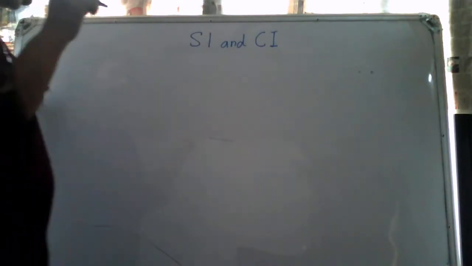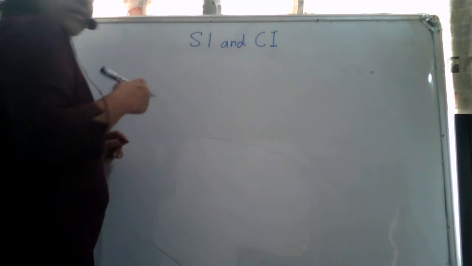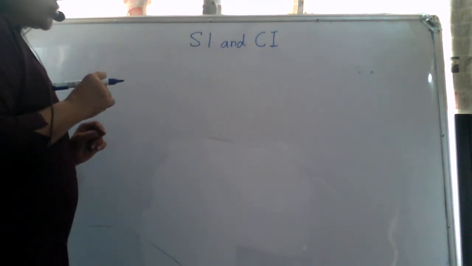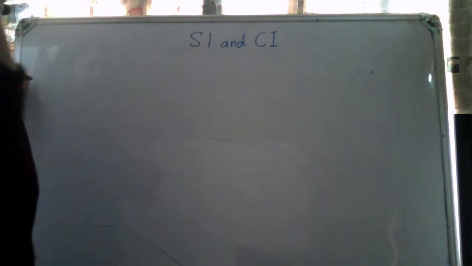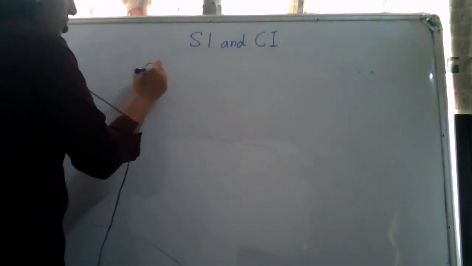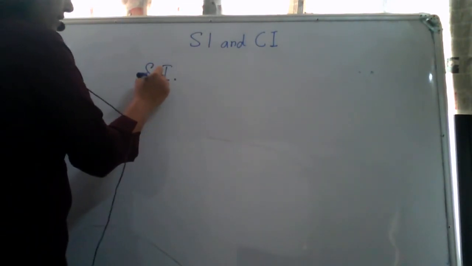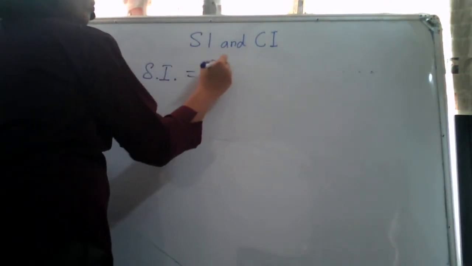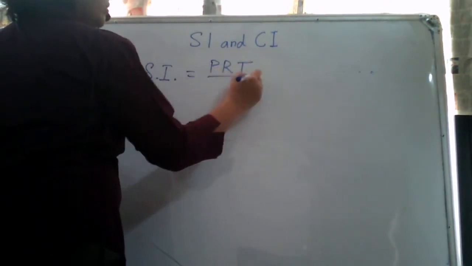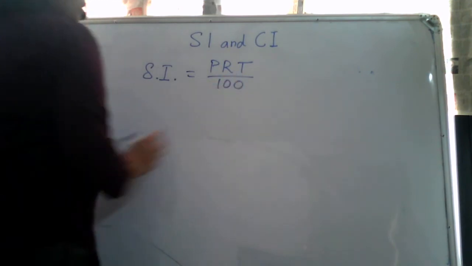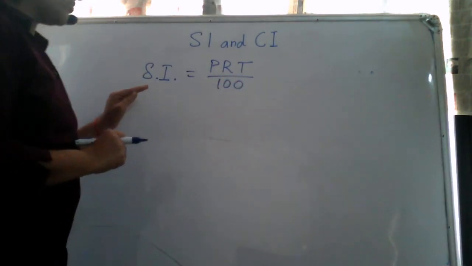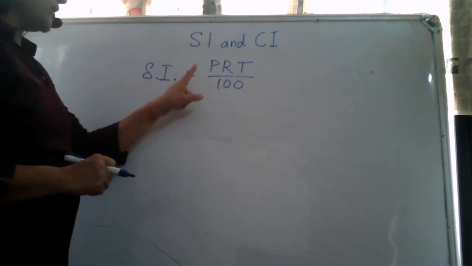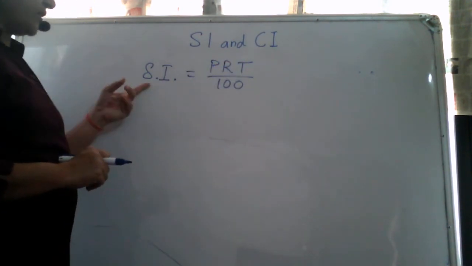Hello everyone. We will discuss simple interest and compound interest today so that the revision goes very smoothly. You know, simple interest is denoted by SI and it is given by PRT upon 100. So this is a unique formula wherein you can know any three variables and find the fourth one.